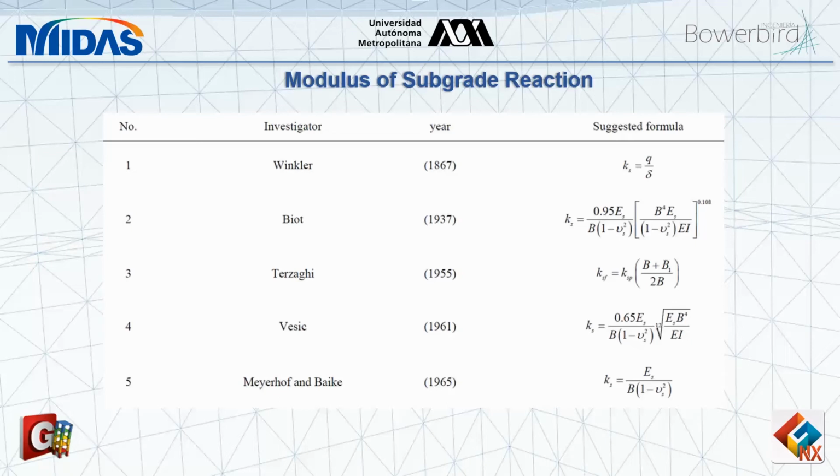And over time, there were more advancements in the development of these formulas to have a more accurate representation of especially the nonlinear behavior. And you start to see towards the later years, there are more input parameters like Poisson ratio and elastic modulus, to get essentially a better approximation of this spring stiffness.